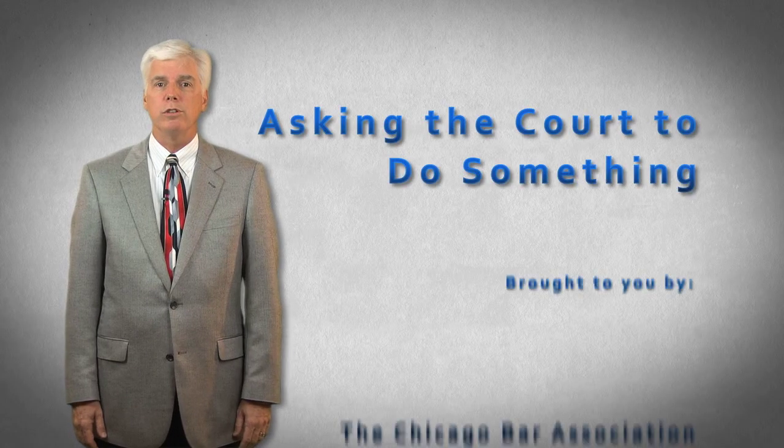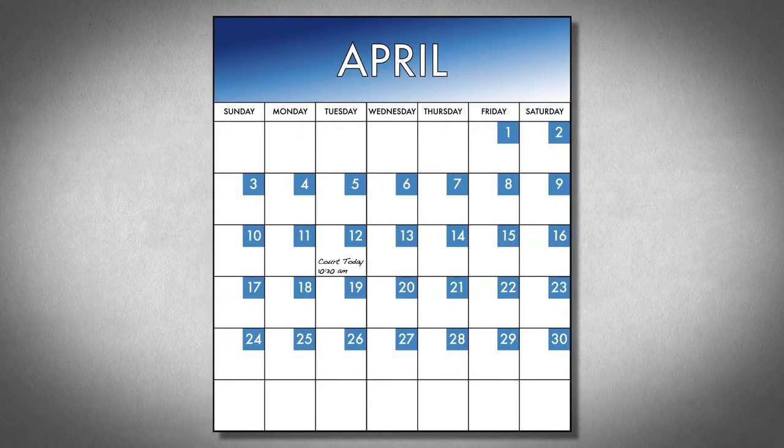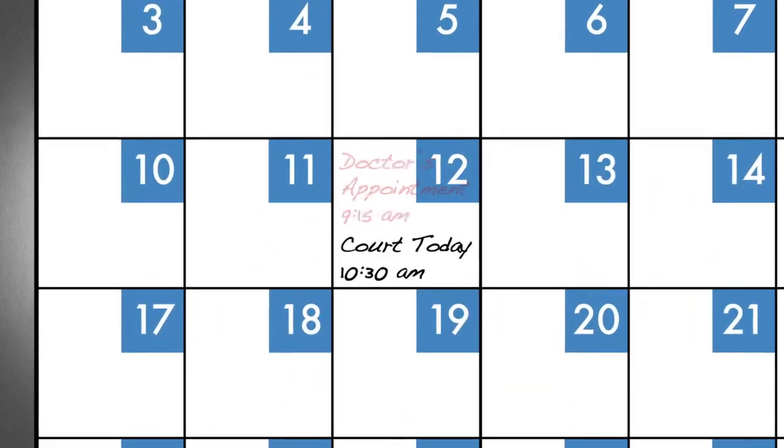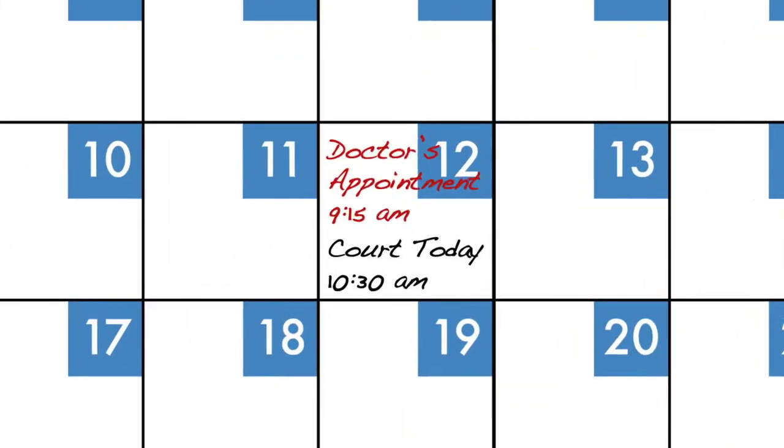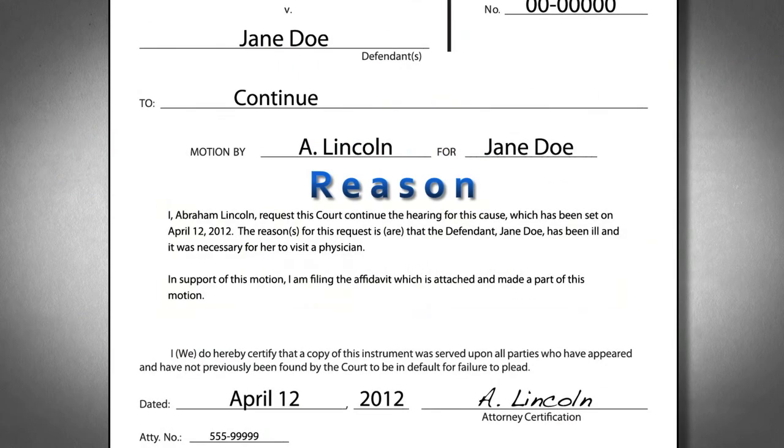In this video, you will learn how to ask the court to do something by filing a motion. A motion is a written request that tells the court what you're asking for and why it should be granted. For example, if you need to change a scheduled court date, you could ask for a new court date by filing a motion to continue. In this motion, you should say the reason why you can't make the scheduled court date.